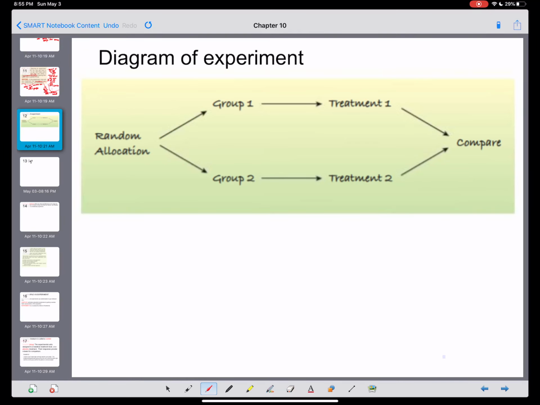Okay. So this is kind of just a diagram of the experiment. You randomize group 1, group 2, treatment 1, treatment 2. So in our example, it would be new food, and then safe food. And then you want to compare the health. And what would our response be? It would be the health of the dogs, right?